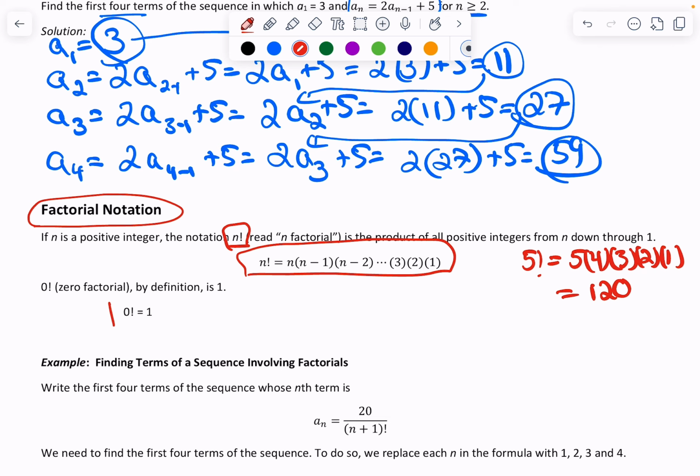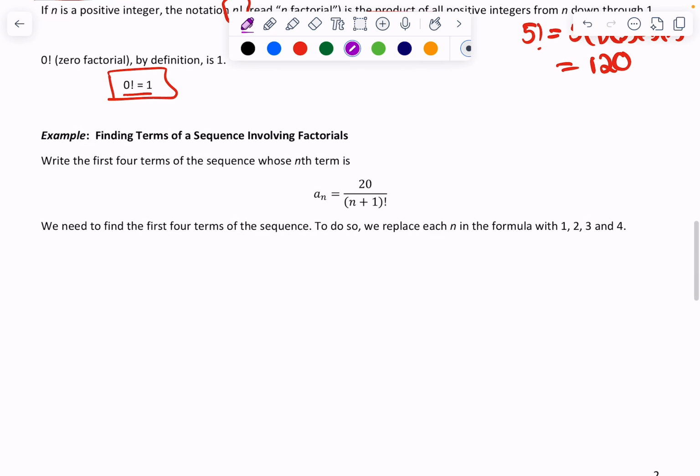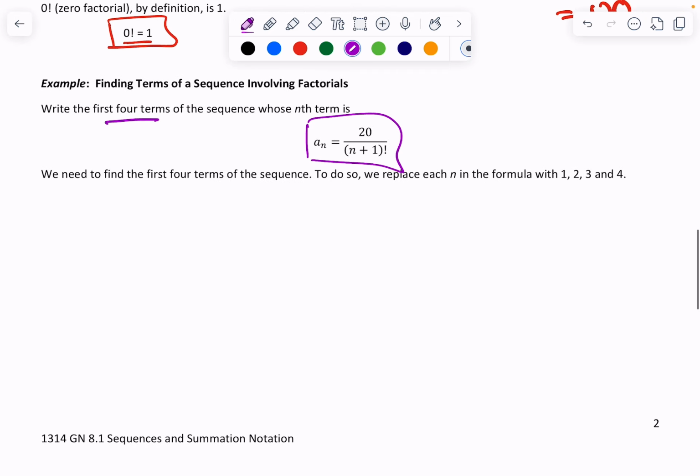Now, 0 factorial is always 1. Make sure that you're aware of that. All right, let's look at an example with finding terms of a sequence involving factorials. Write the first 4 terms of the sequence whose nth term is this right here. So we're going to go ahead and replace those.